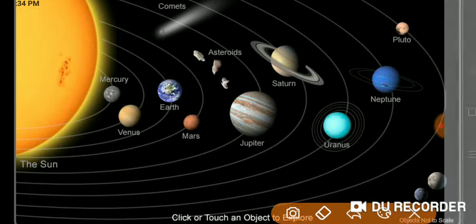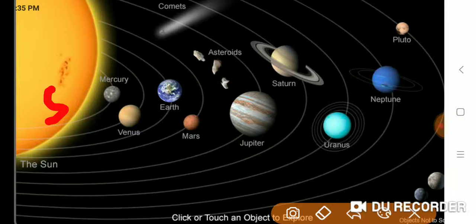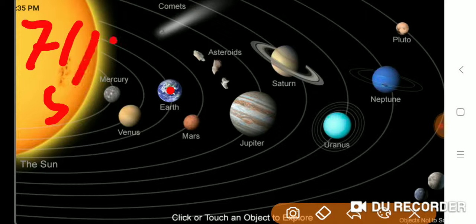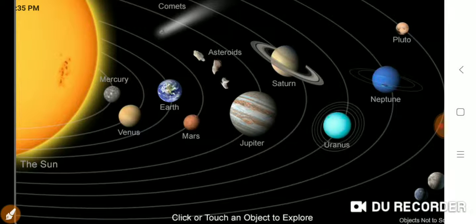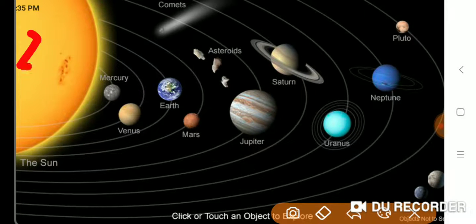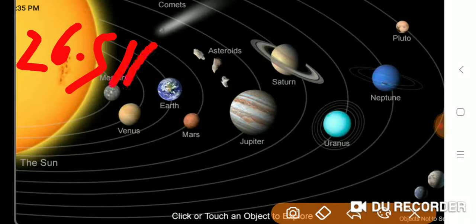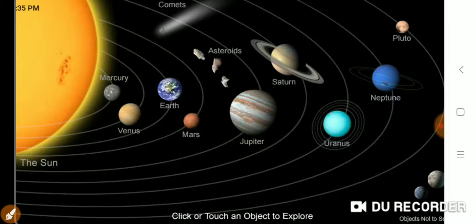The Sun is the closest star to the Earth. Sun is also a star, and it is the closest to the Earth. Second is that the Sun contains 71% hydrogen, 26.5% helium, and 2.5% rest of the gas.